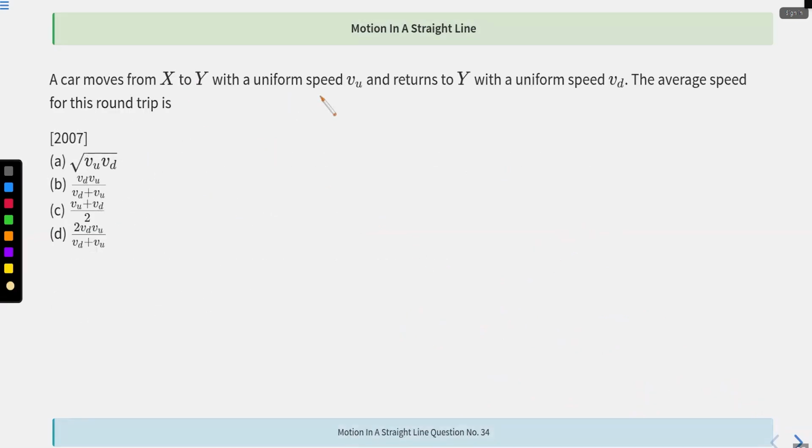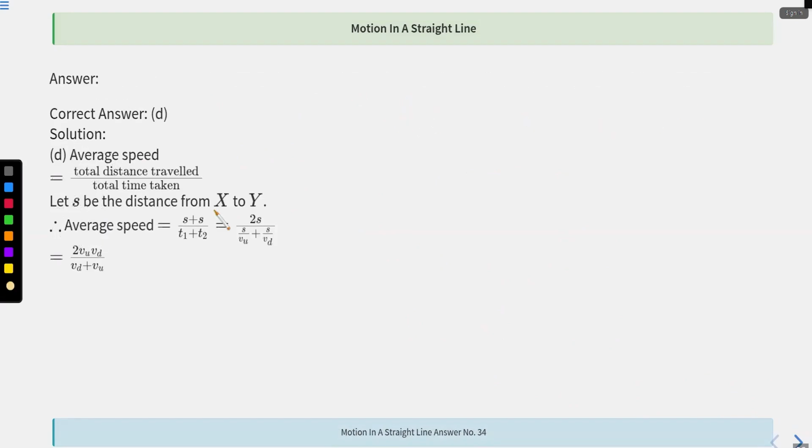A car moves from X to Y with a uniform speed, and then returns; what is the average speed? Round trip. So average speed is total distance divided by total time taken. What was the total distance? S plus S. So let's say this is a distance, going from A to B. Let's say it is S. Round trip means it is going and it is coming back.